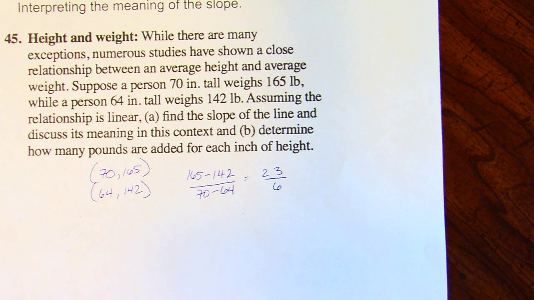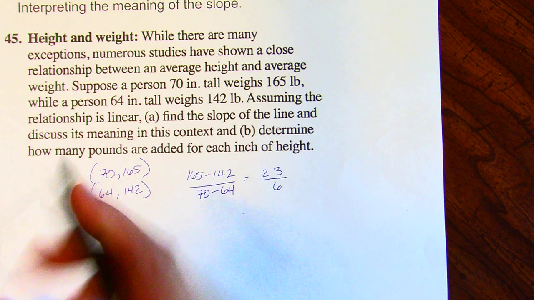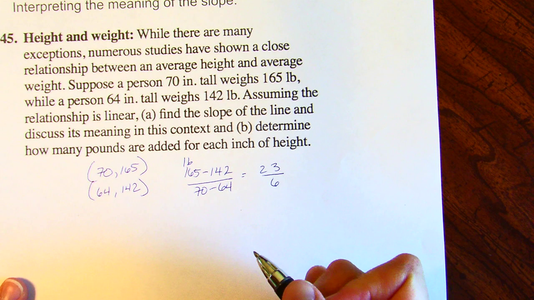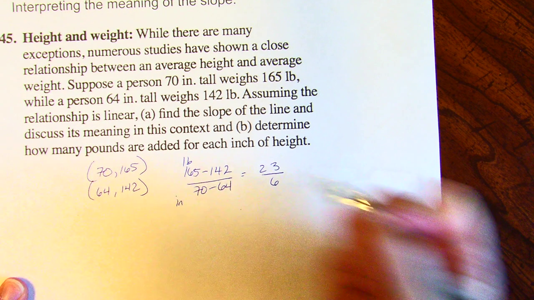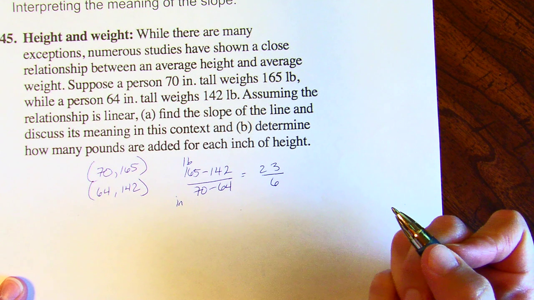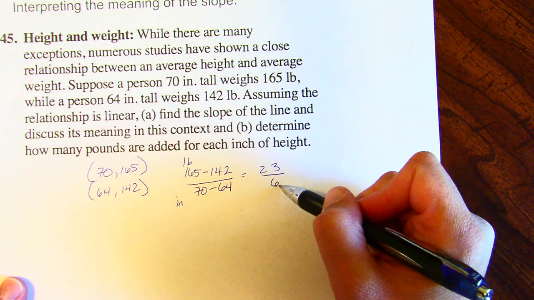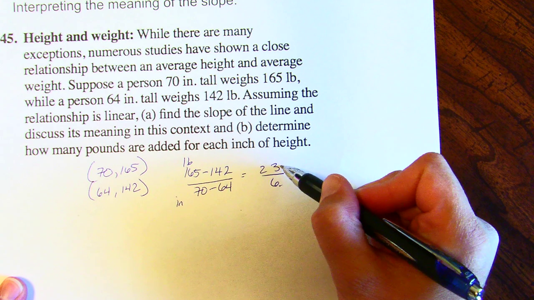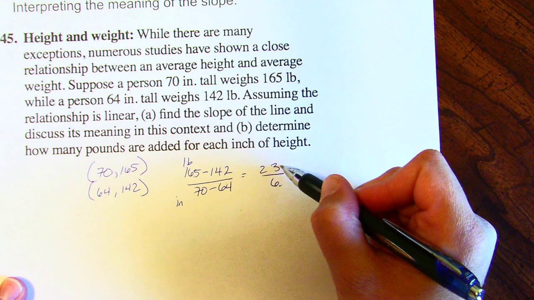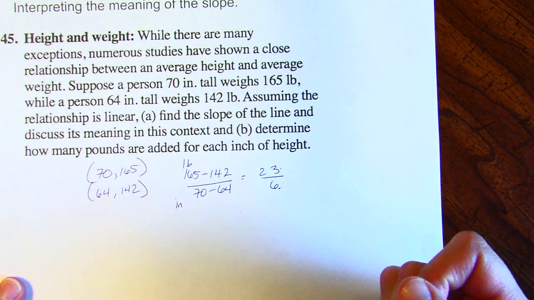What does it mean? So you might want to just stop for a second and think about it. This is a great point for you to pause. Now I'm going to just tell you, because I'm not going to sit here waiting for a bunch of time. It's a waste of my time. But looking at this, remember, the top was the pounds and on the bottom, that was the inches. That means for every 6 inches, you're supposedly going to gain 23 pounds. That's what it means in this context.